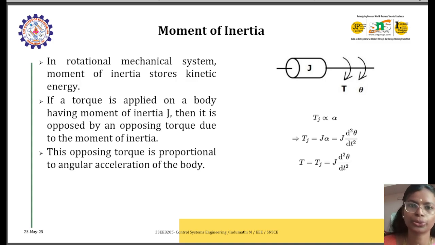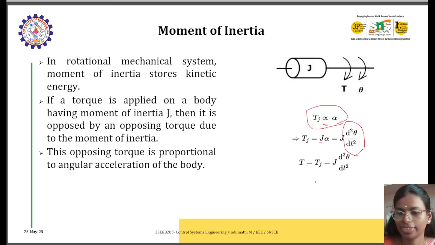Here, the opposing torque is directly proportional to the angular acceleration of the body. When I remove the proportionality sign, I have to replace it with a constant. That constant is J, the moment of inertia constant. And the acceleration is nothing but the rate of change of angular velocity. So the moment of inertia torque can be written as J times d squared theta by dt squared.